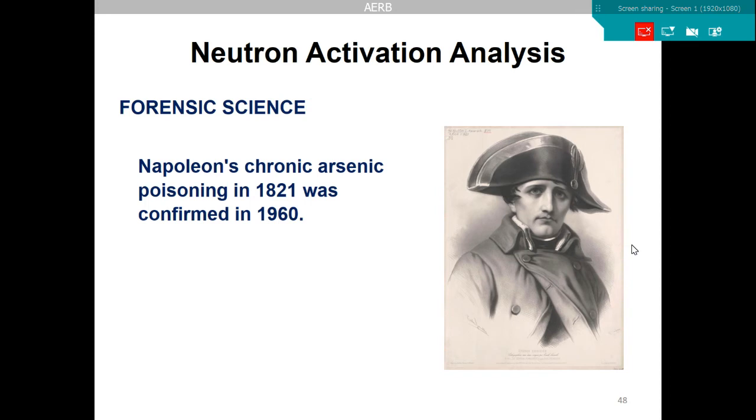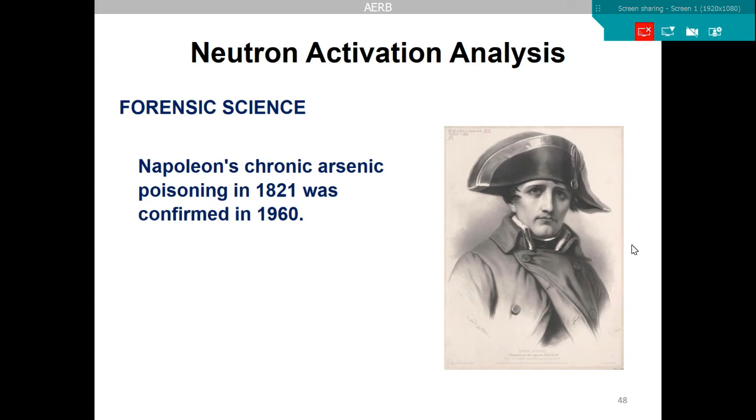If arsenic is given to a person, it directly goes to the hair. In fact, arsenic 76 was used for brain scanning in nuclear medicine some years ago. Now, arsenic 76 will go and seek the hair. They settle there. Any arsenic, non-radioactive arsenic. What was given to him was non-radioactive arsenic only.